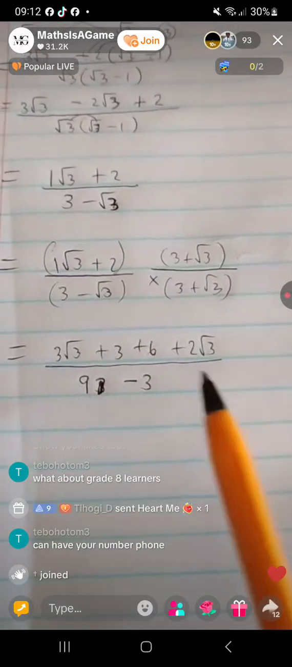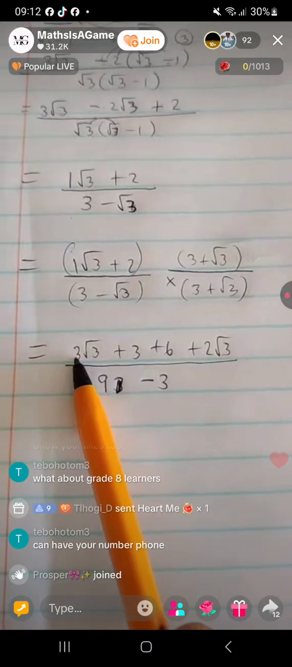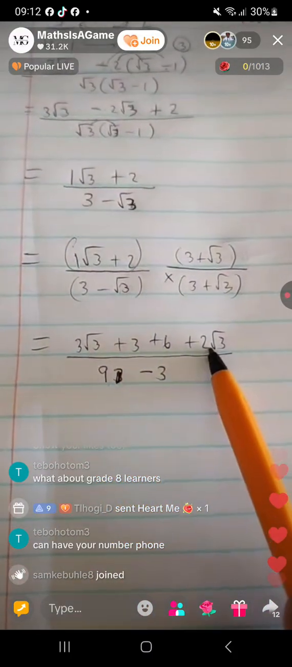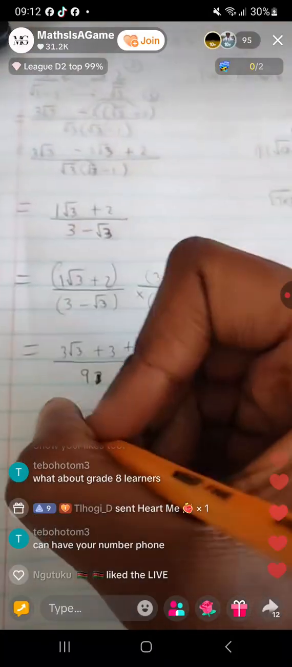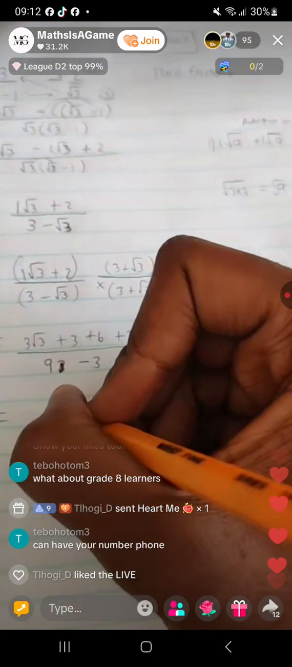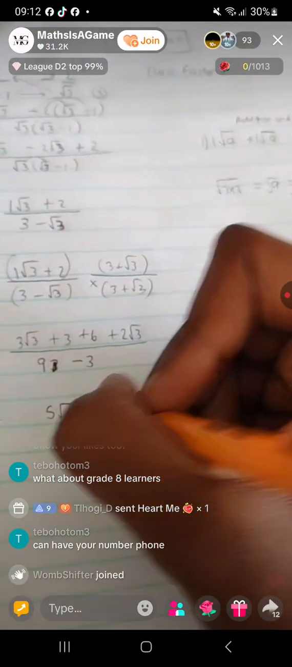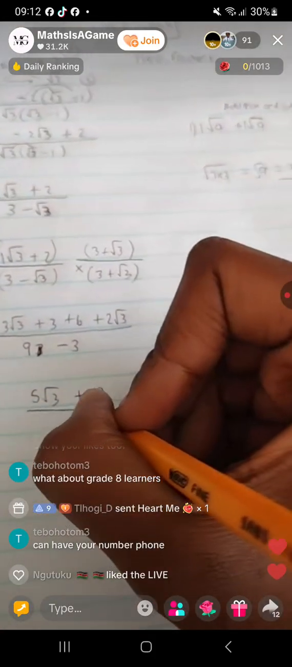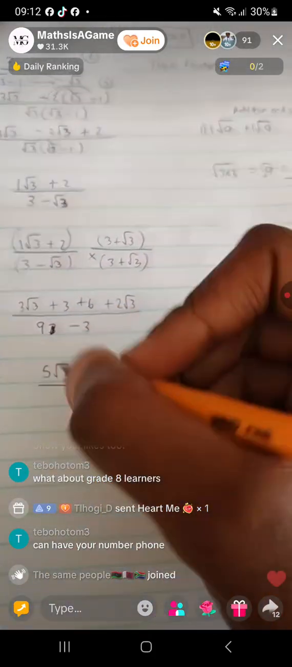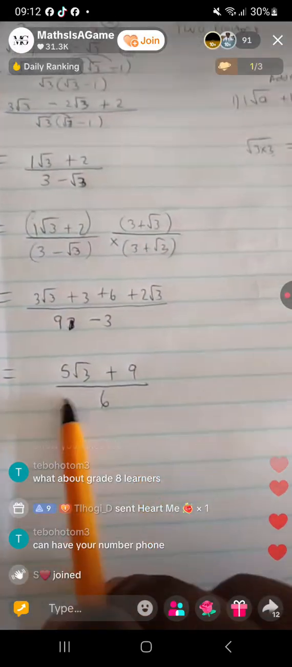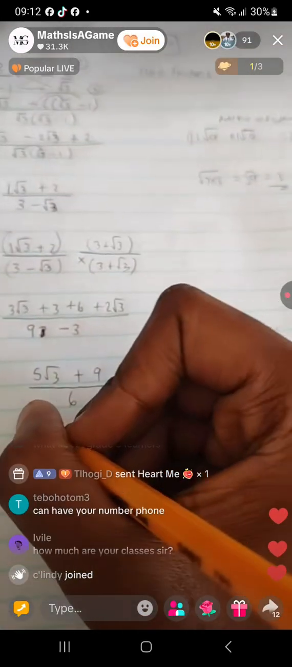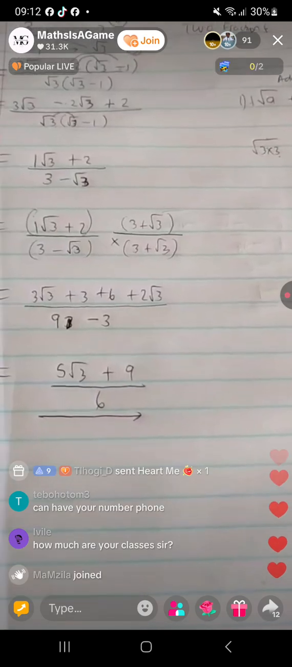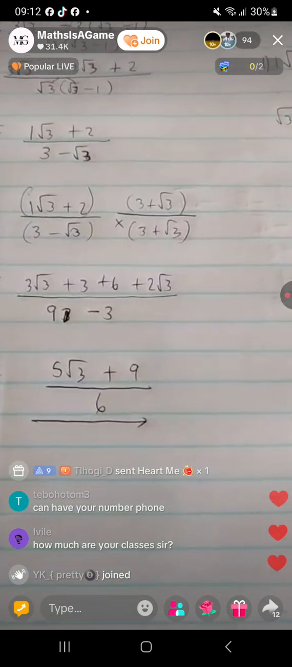So it's just like that. So let's go and add the like terms, guys, in the numerator. Final answer: 3 root 3 and 2 root 3 are like terms, so we know we are going to get what there in the numerator? 5 root 3. What's 3 plus 6? That's 9. Over, what's 9 minus 3? That is 6. Any common factor? No. I think that's pretty much about it.